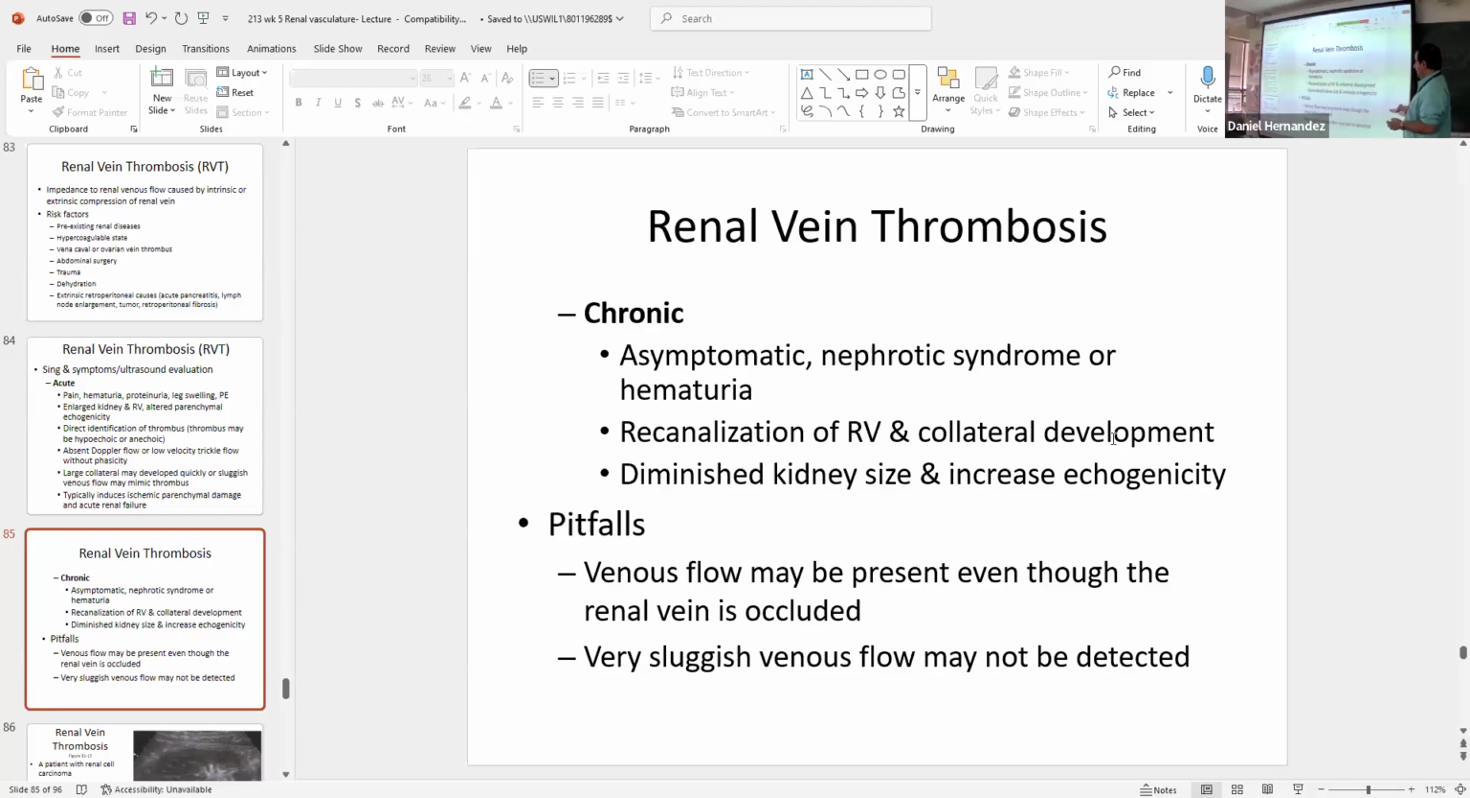Venous flow may be present throughout the renal. So venous flow may be present even though the renal vein is occluded. So you can just kind of keep that in mind. The occlusion might be more distal, we're still seeing some flow in it. Or it just may be very sluggish and difficult to detect.